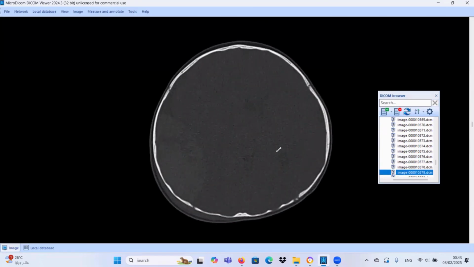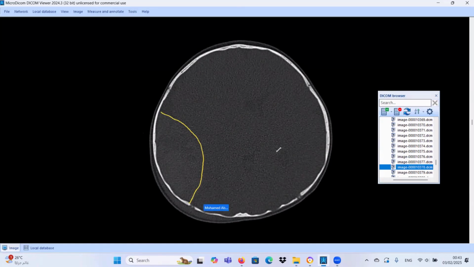Again, we need to identify this hematoma. If you look at this hematoma, it doesn't cross the sutures. This is the lambdoid suture, and this is the coronal suture. So this is one of the teaching points in extradural hematoma: it doesn't cross the sutures, but it can cross the midline. Extradural hematoma occurs secondary to injury of the middle meningeal artery, and the blood collection is located between the inner table of the calvarial bone and the outer layer of the dura.